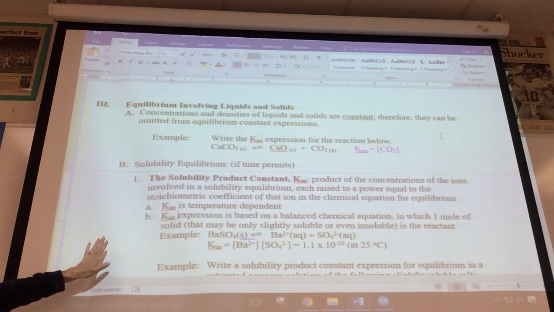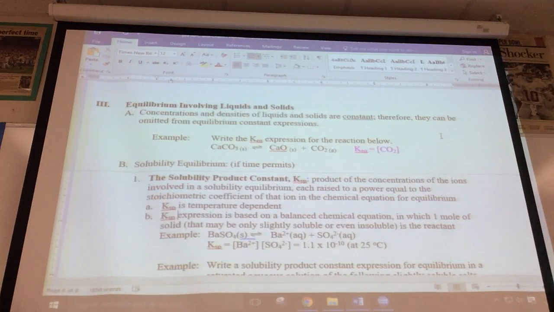I'm not going to cover solubility product constants at this time. For those of you who are interested, I'm more than happy to show you tomorrow. Tomorrow will really just be a practice day, unless you would rather do the lab tomorrow. We can discuss it at the end.